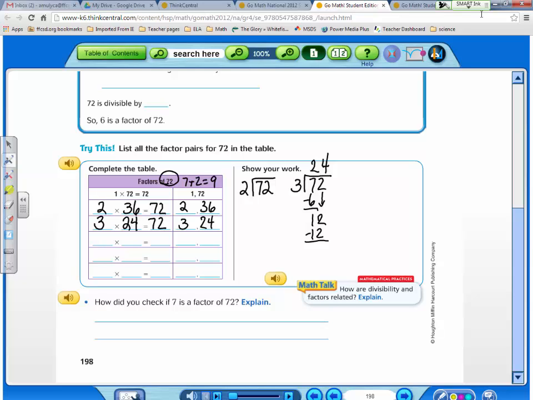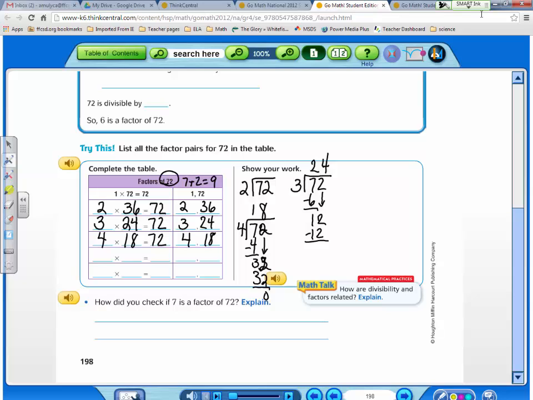For 4, I just have to do division and check it. So 4 into 72, 4 goes into 7 once, 32, and that would be 8. 18. Perfect. 4 times 18 equals 72, giving me factors of 4 and 18. I check for 5. It does not end in a 0 or 5, so 72 is not divisible by 5.